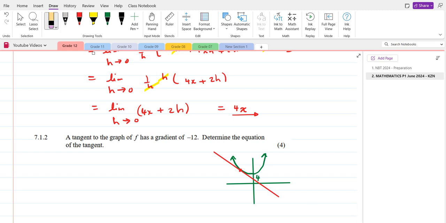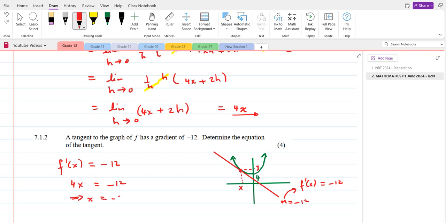So we need a point of contact. How do we get the point of contact? That's the point of contact here, the x value and the y value, or the a and b value, and the gradient is negative 12. Now how do we get a gradient of negative 12? We say f prime x is equal to negative 12. So that's what you need to do. What is f prime x? 4x is equal to negative 12. This implies x is equal to negative 3, as we said.